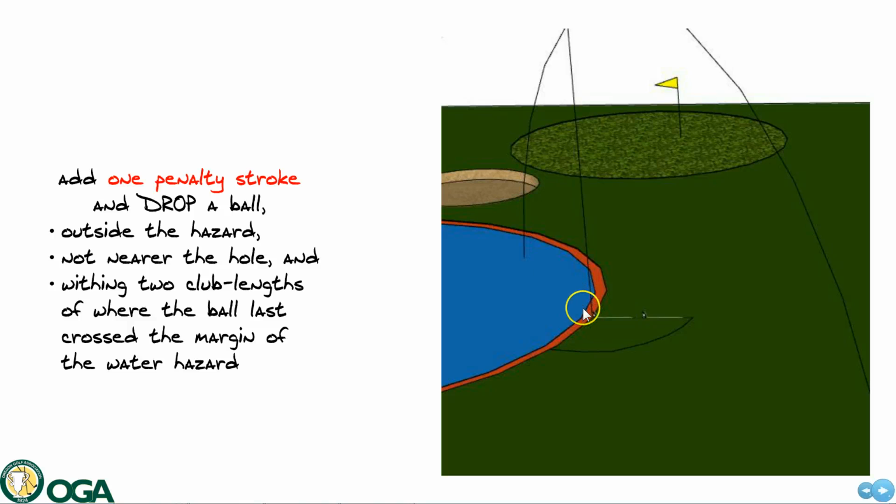So this is a close-up of that picture we just showed. This is the point of last crossing. Remember, our ball was played from the tee, ended up in the hazard. It's a red marked hazard, so we can measure 2 club lengths, no closer to the hole. So this is our 2 club lengths away. We can't drop closer to the hole than this point, and we must drop outside the hazard. So we can drop anywhere within this margin.